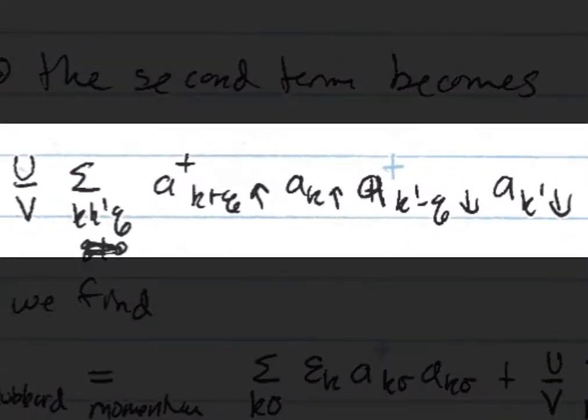We can write it as U over V, the sum over k, k prime, q, a dagger k plus q up, a k up, a dagger k prime minus q down, a k prime down. I encourage you to pause the video and make sure you can properly get that representation of the Hamiltonian in momentum space.